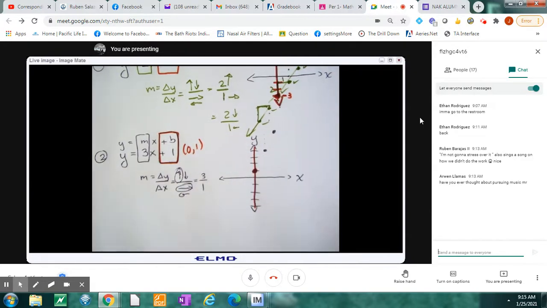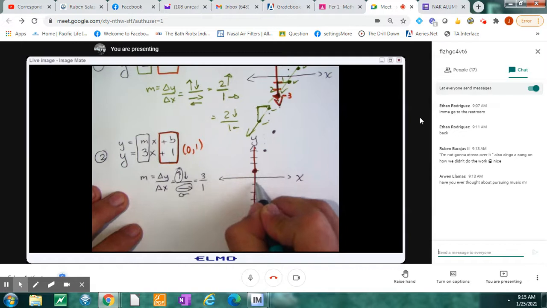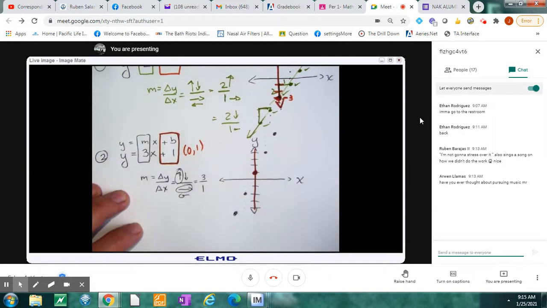Now we're going to go what? Down and then to the left. All right, here we go. 1, 2, 3, 1. And that's it. That's all you're doing. Okay, pretty easy.